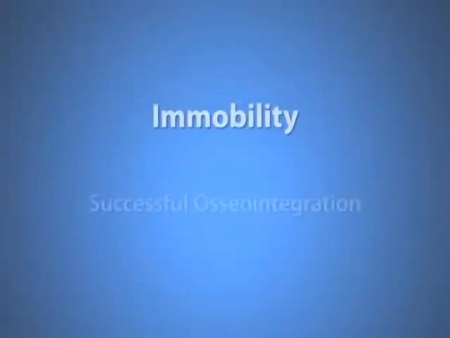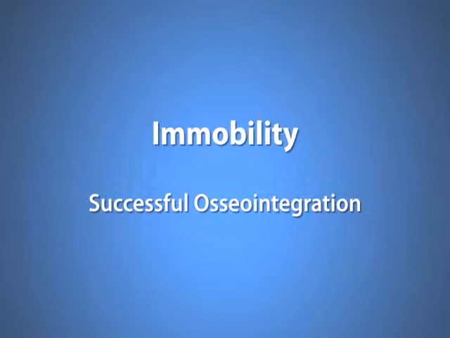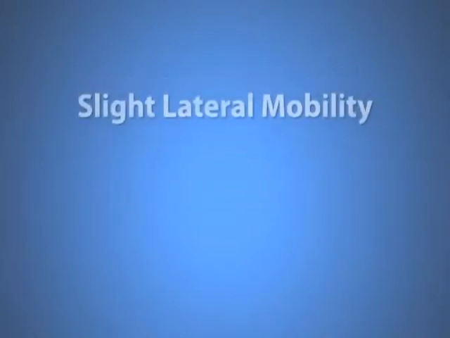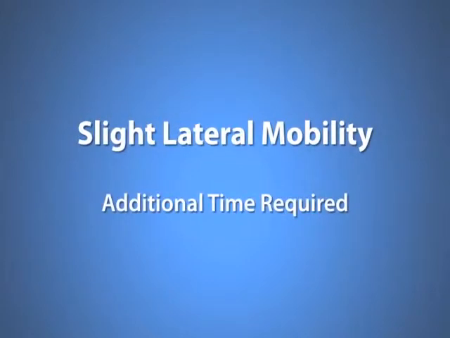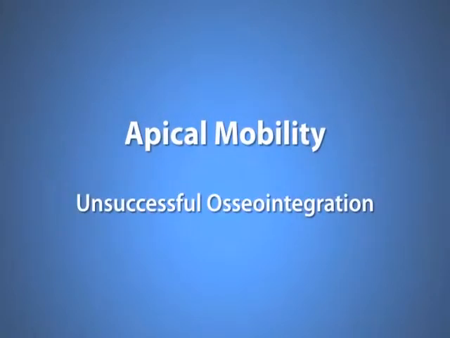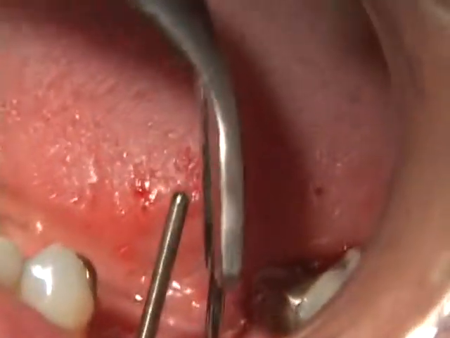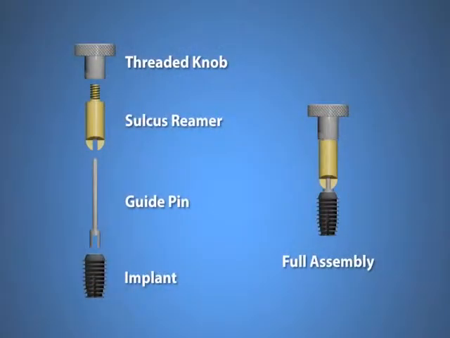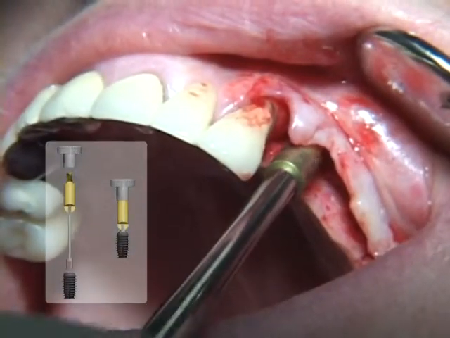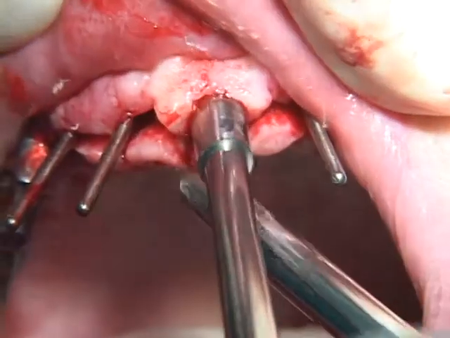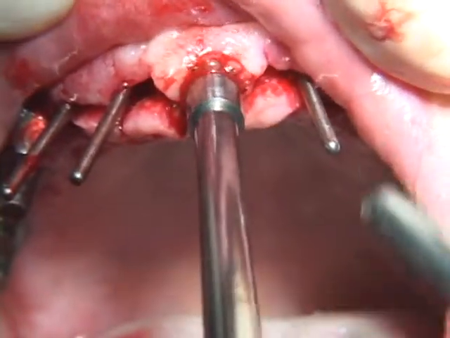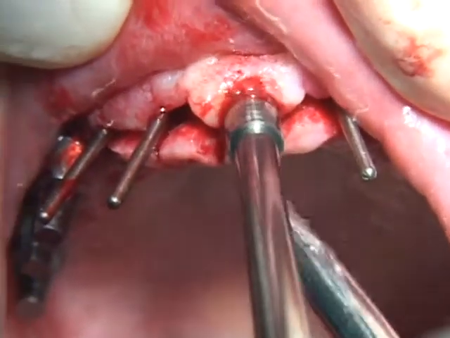Immobility indicates osseointegration, whereas slight lateral mobility would indicate that additional time may be required for further integration, and any apical mobility usually indicates failure of the implant to osseointegrate. After osseointegration has been confirmed, successively wider sulcus reamers attached to either a straight handle or knob are rotated on a guide pin with apical pressure to remove any bone which may prevent the seating of the intended abutment.